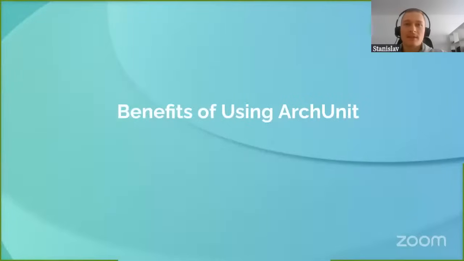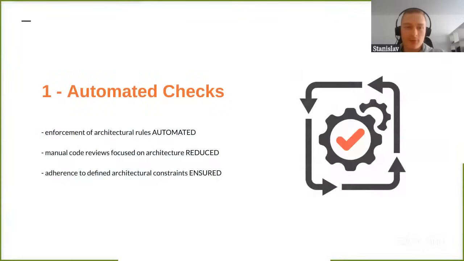Now that we discussed why we should use ArchUnit, let's talk about the real benefits which it brings. The first benefit is automated checks. ArchUnit automates enforcement of architectural rules. It reduces, as I said before, the effort of manual code reviews because it's already done by ArchUnit. And it also provides a safety net mechanism that ensures adherence to all defined architectural constraints.